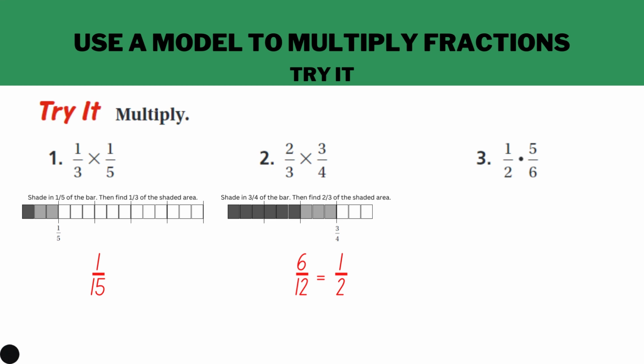Number 2, shade in 3/4 and then shade in 2/3 of that. That gives you 1/2. And number 3, we shade in 5/6 of the whole bar and then shade in half of that 5/6. That gives us 5/12.